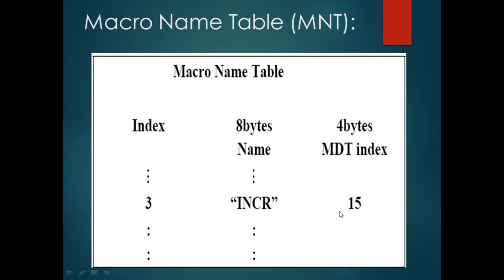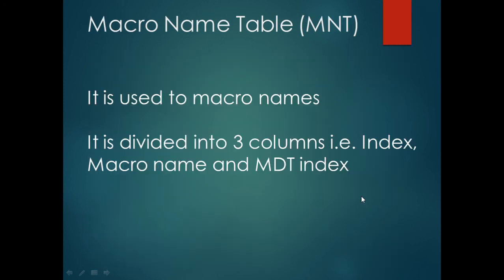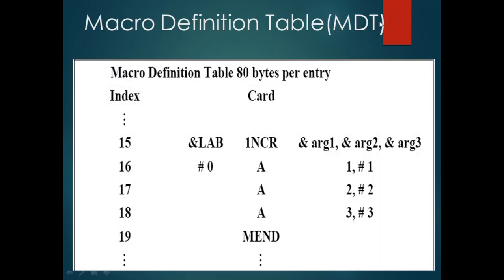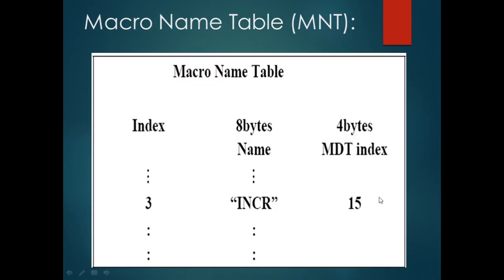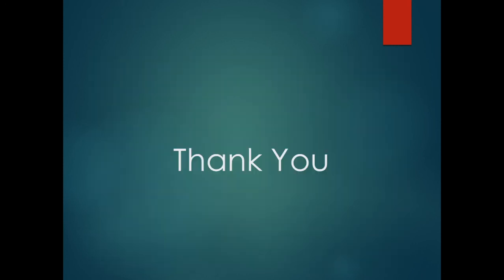So how do we get this 15 here? Because in the MDT table, incr is the name of the macro whose macro definition starts from index 15. So this index value 15 needs to be present in the macro name table. Okay, so this is the example for the macro name table.